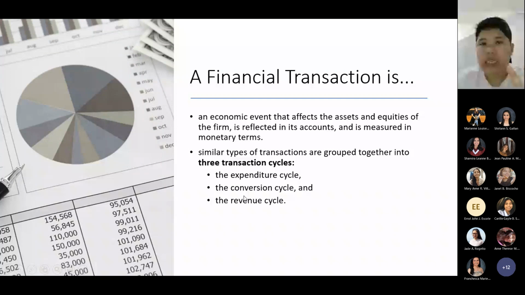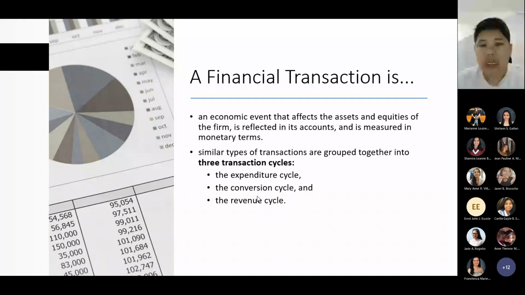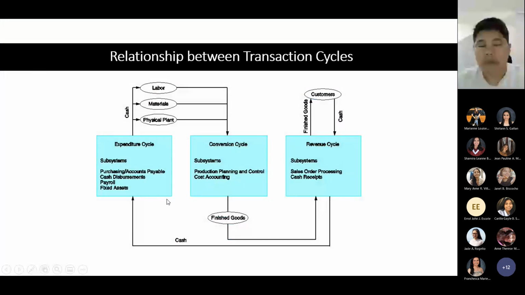So ito po yung sinasabing transaction cycle: the expenditure cycle, the conversion cycle, and the revenue cycle. So how are these cycles interrelated with each other? So ito po yung diagram niyan. Tingnan nyo yung mga nakabox sa blue. These are your transaction cycles: expenditure cycle, conversion cycle, and revenue cycle, correct? So under expenditure cycle, there could be accounts of purchasing and accounts payable, cash disbursement, payroll, fixed asset.